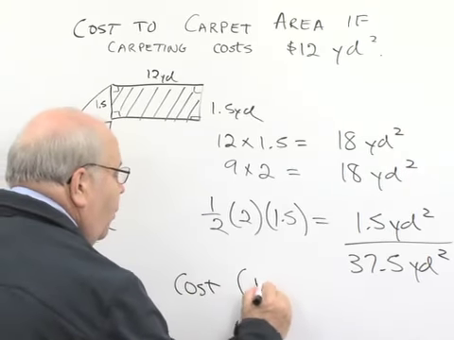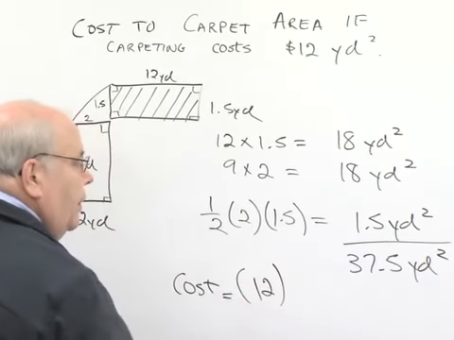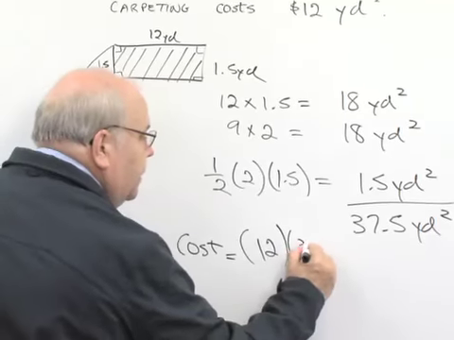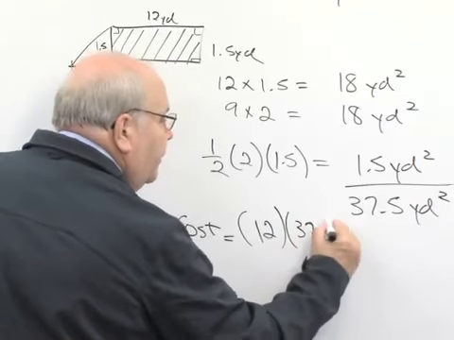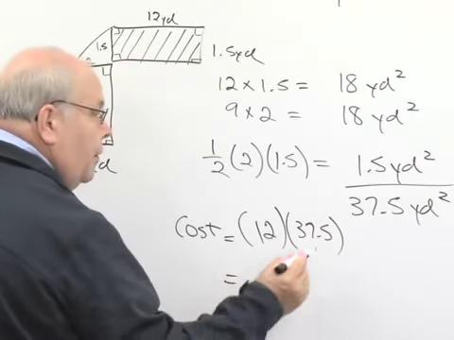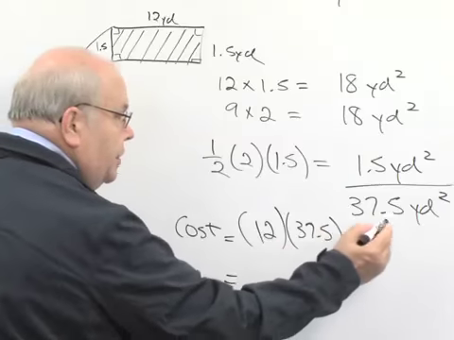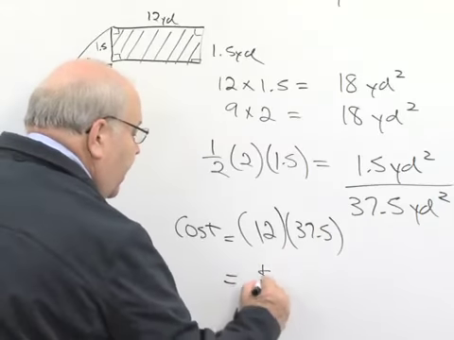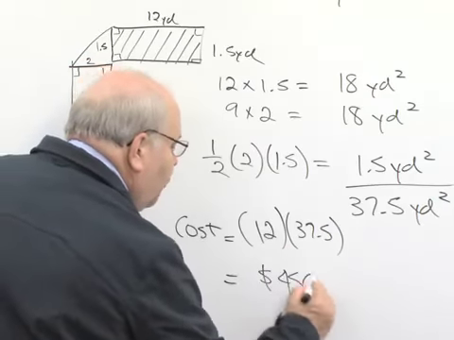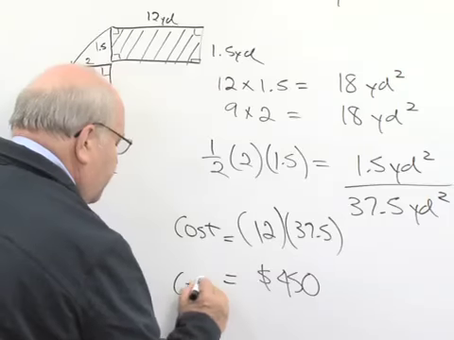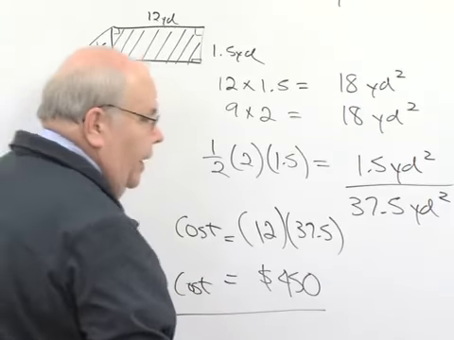Now the carpeting has a cost. It's $12 per square yard, and we have 37.5 square yards. So if we multiply 12 times 37.5, we end up with a cost of $450 to carpet that area.